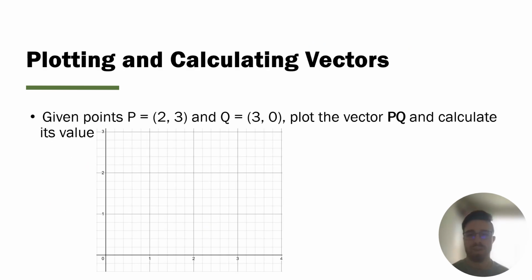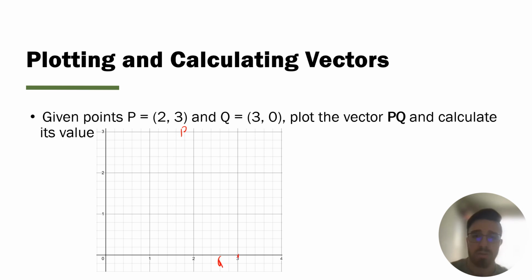Okay, so let's actually mathematically apply our knowledge of vectors. Let's start with this example. Given points P equals (2, 3) and Q equals (3, 0), plot the vector PQ and calculate its value. So let's start by plotting P and Q. P has x coordinate 2 and y coordinate 3, so it'll be here. This is point P. And Q has x coordinate 3, y coordinate 0, so this is Q.